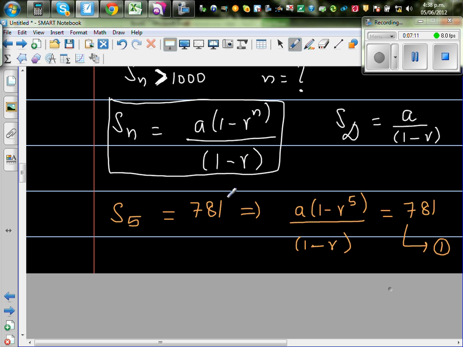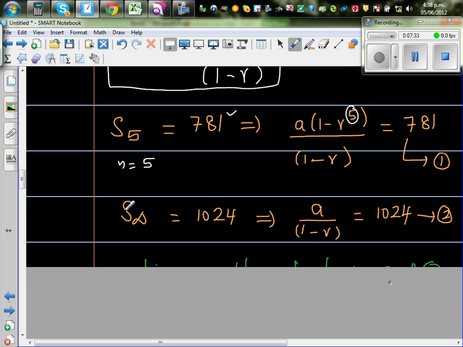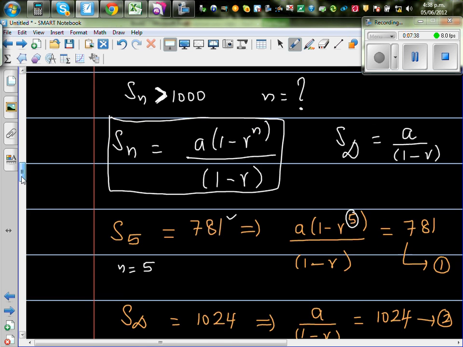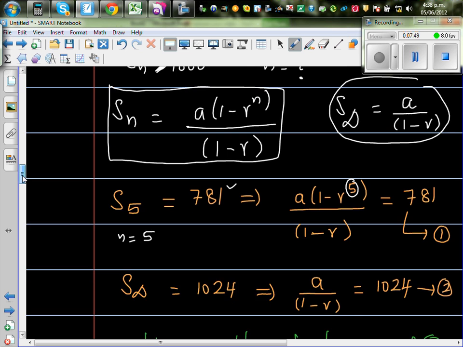S5 is 781, that's given, so I'm putting n is 5. I hope you can see that in place of n, I put 5. So A times 1 minus r to the power of 5 over 1 minus r is 781. The second thing given is S infinity is 1024, so I use the formula of S infinity: A over 1 minus r is 1024. This is equation 1 and this is equation 2.